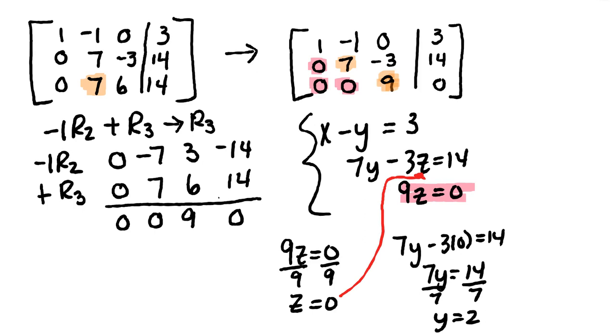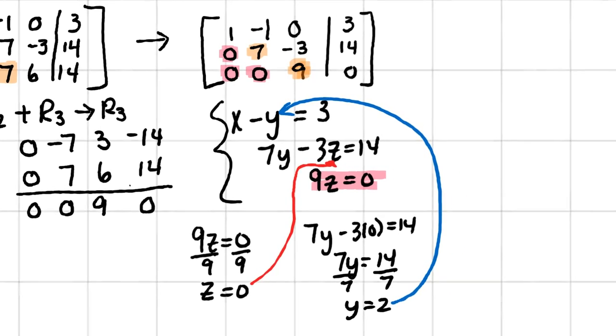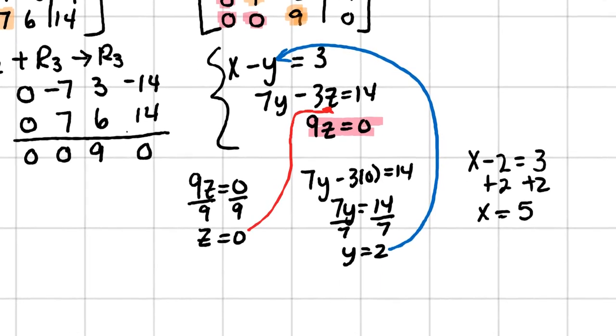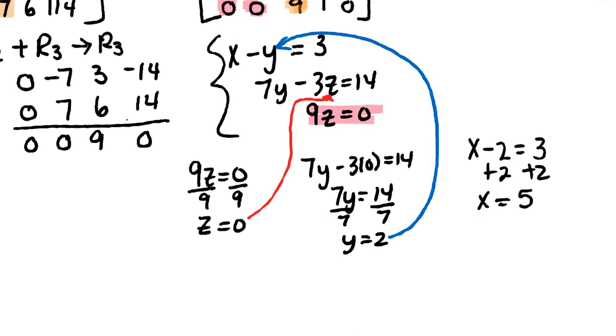And now I can substitute a y of 2 to find out what x is. X minus 2 equals 3. I'll add 2 to both sides, and x equals 5. So the solution to this system is the ordered triple 5, 2, 0.